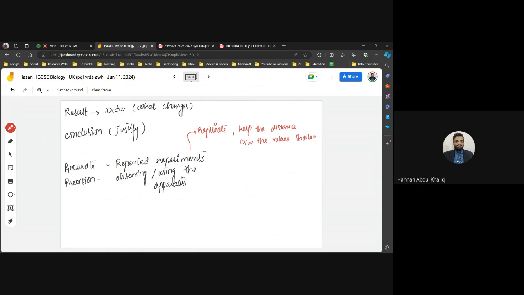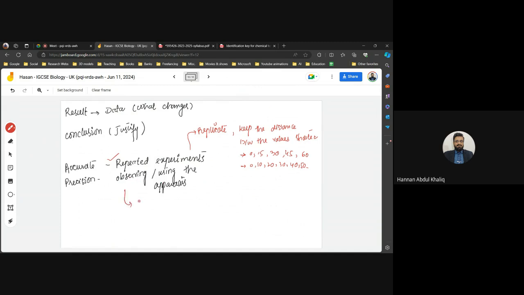Let me tell you. This means that if you are working on enzymes and you are assessing at 0 degrees centigrade, then 15 degrees centigrade, then 30, then 45, and then 60, to be more accurate, you should be reducing the distance: 0, 10, 20, 30, 40, 50, etc. That is called your accuracy, repeating the experiment. That is how you can get the accurate readings.